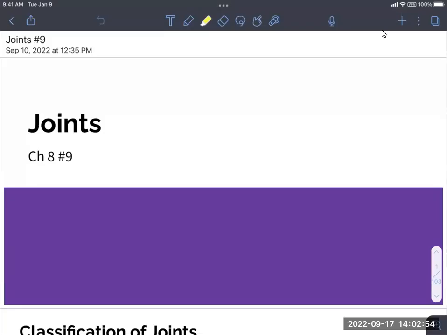Hello. Today we are going to look and talk about joints. We're going to look at all the different joints in the body and the different classifications of joints that we have throughout the body as well.